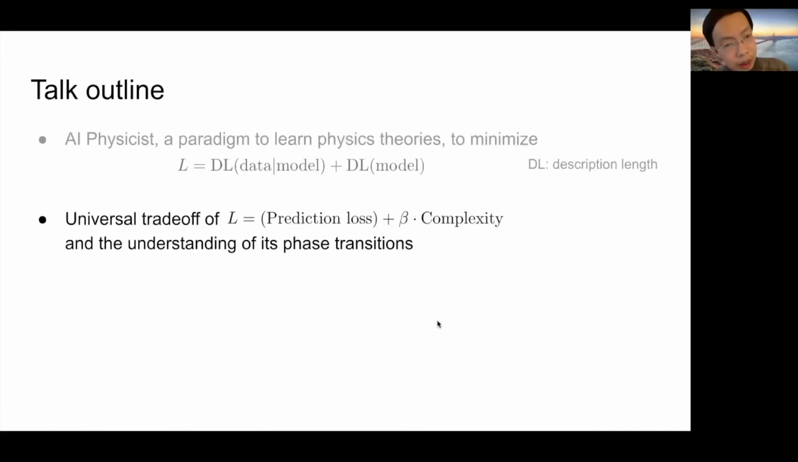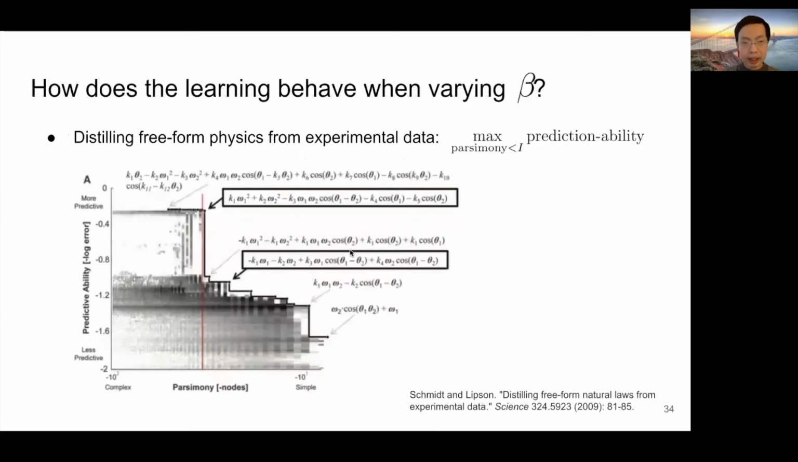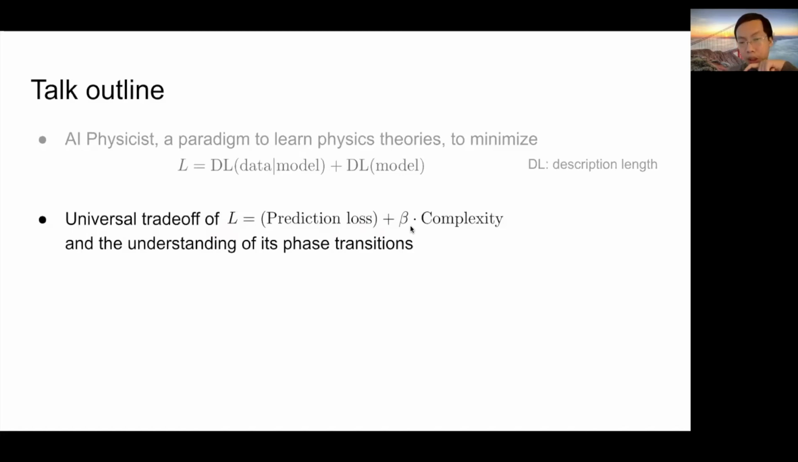So now I would like to switch gears and discuss the second part, which is the universal trade-off between these two terms. This kind of trade-off, where we have one prediction loss and complexity, appears in many of the physics as well as in machine learning scenarios.